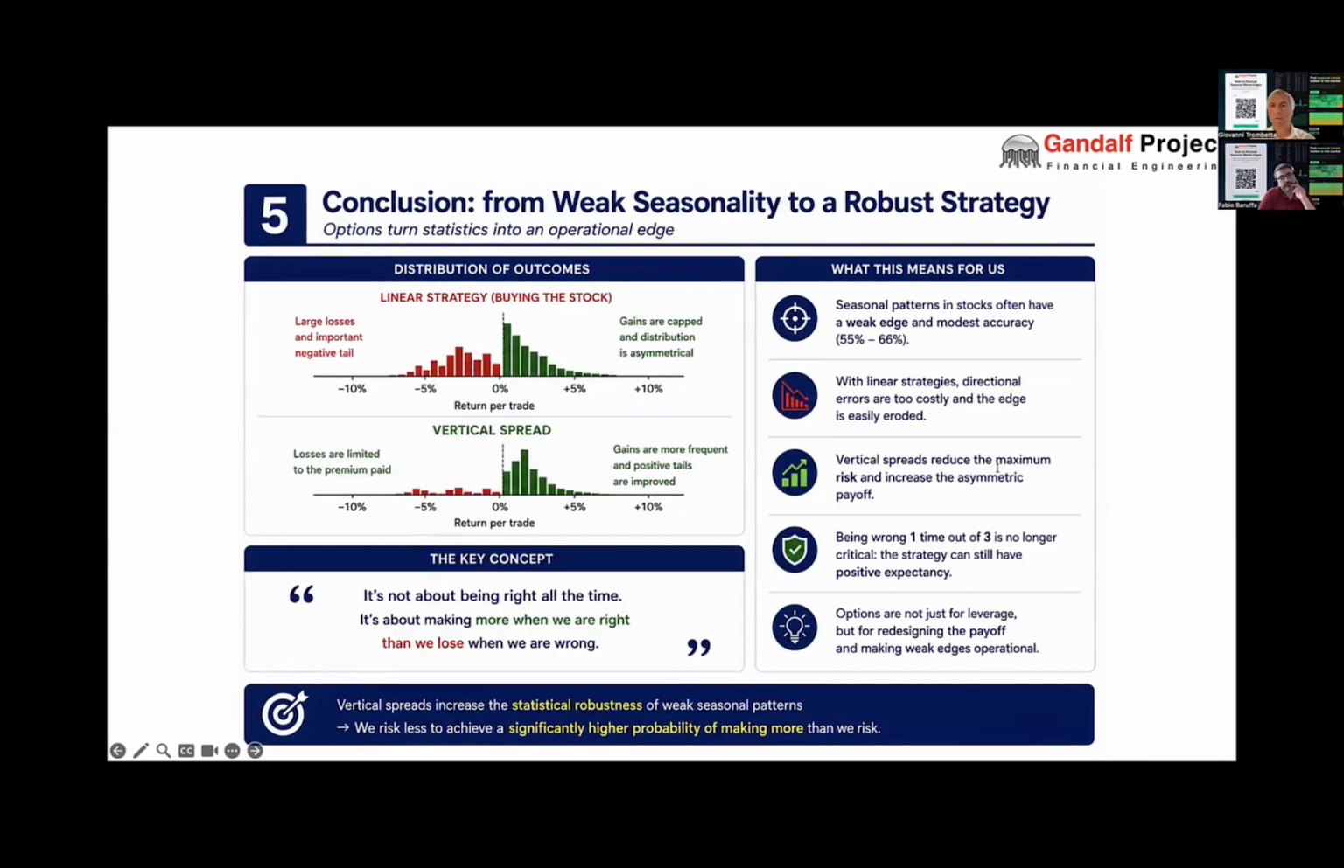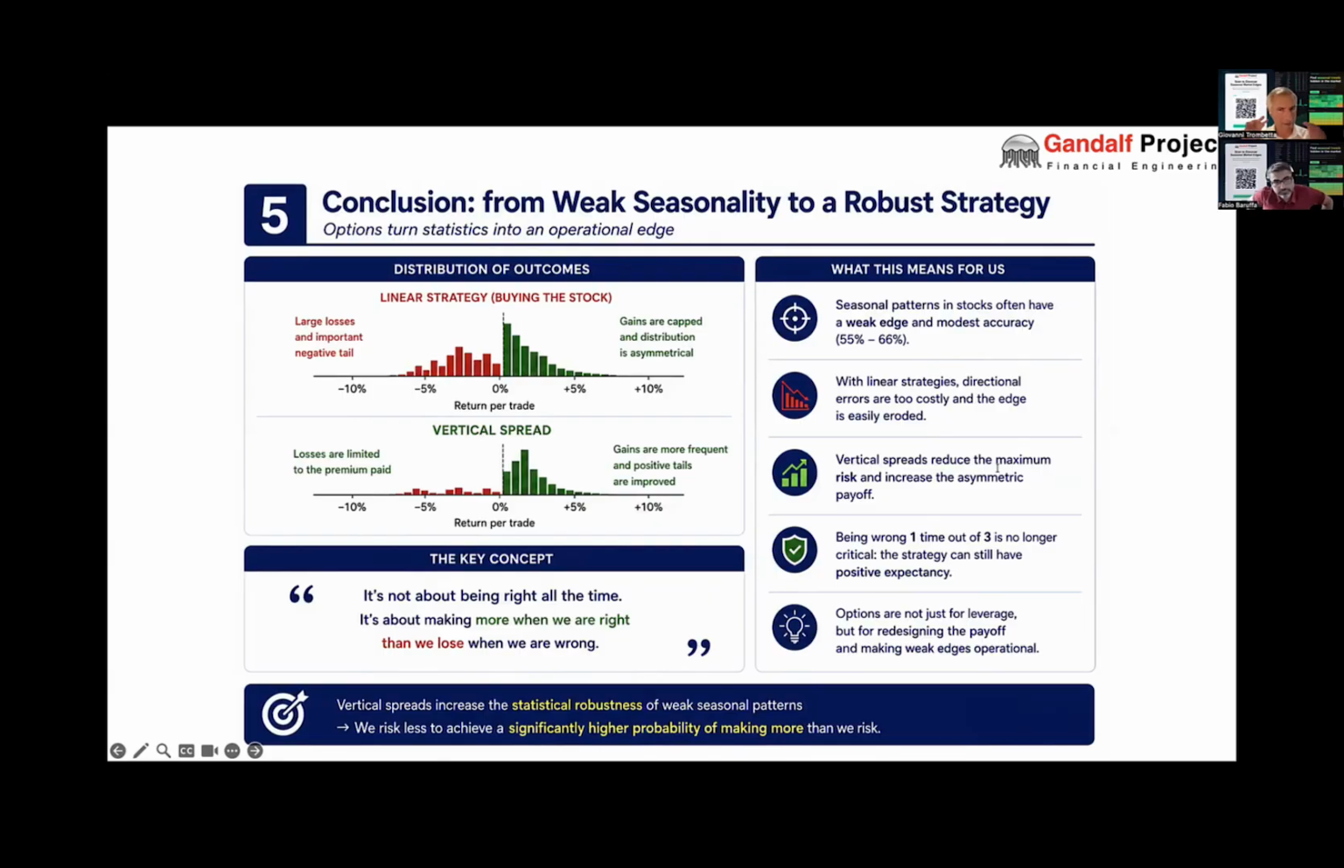To finish and to give the word to Fabio, just this last slide, just to point out the downside risk aspect. Our objective is not to find a perfect signal. As I said, the objective is to combine a modest statistical edge with a superior payoff structure.